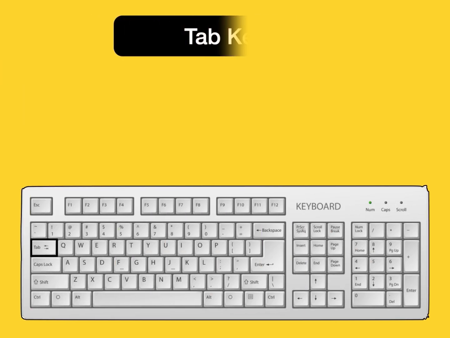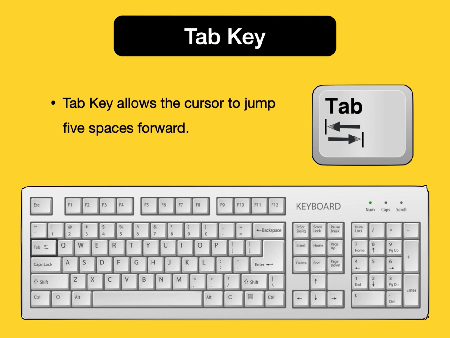Now next move on to the last special key, that is the tab key. The tab key allows the cursor to jump 5 spaces forward. We have used the space bar to give space between the words, but the space bar helps you to provide one space only between the words. But if you want to jump 5 spaces forward, for that you need to press the tab key.